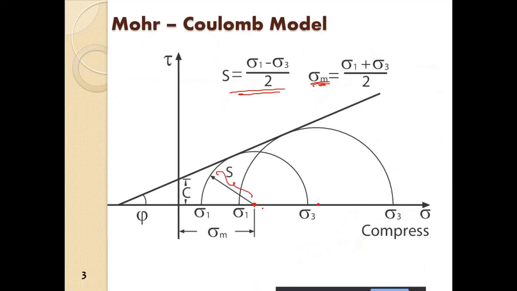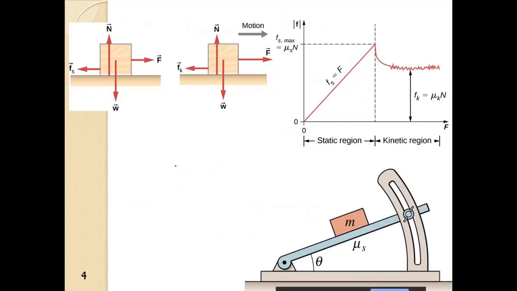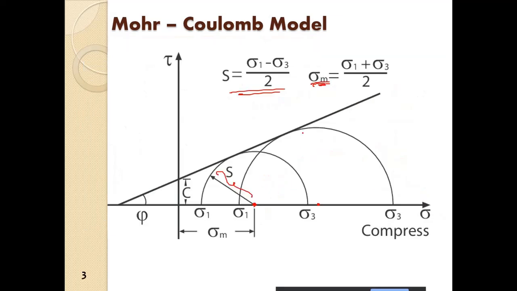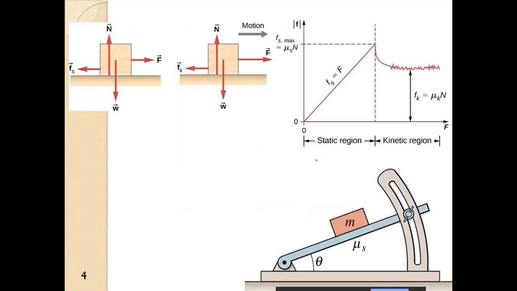Before going to that, we have to first understand that, as I have told here, the Mohr-Coulomb model has two aspects. One is the Coulomb friction and one is the Mohr circle. So first let us concentrate on the Coulomb friction, and how it evolved. We have to look back into our basic science topic. That is the Coulomb friction.